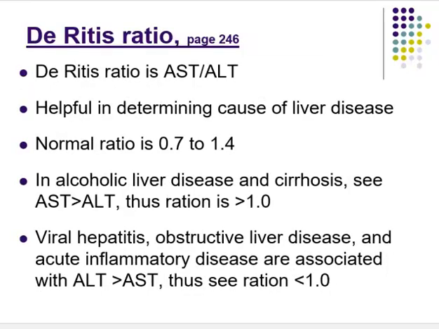Now let's discuss something called the De Ritis ratio. It is a ratio where AST is put over ALT, and it's helpful in determining the cause of liver disease. The normal ratio is 0.7 to 1.4. In alcoholic liver disease and cirrhosis, you see AST is greater than ALT, thus the ratio is greater than 1. Viral hepatitis, obstructive liver disease, and acute inflammatory disease are associated with ALT greater than AST, so it's the opposite. Thus you see a ratio of less than 1.